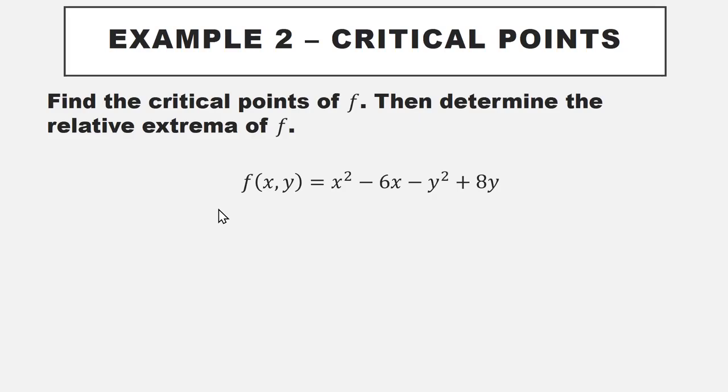Let's take a look at this example. This is example 2. We're going to find the critical points and then determine the relative extrema of our function. Our function is x squared minus 6x minus y squared plus 8y. So we'll do the same thing we did in the previous case. We'll use the first partial derivatives, first partial derivative with respect to x, first partial derivative with respect to y, to find critical points.